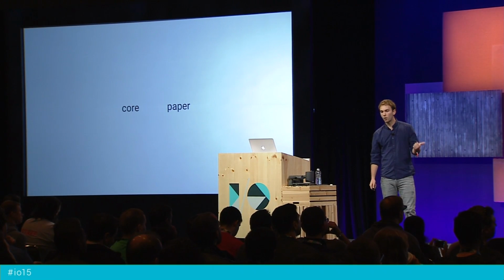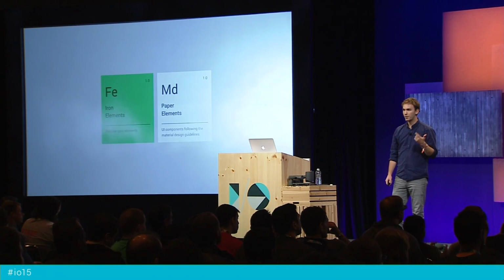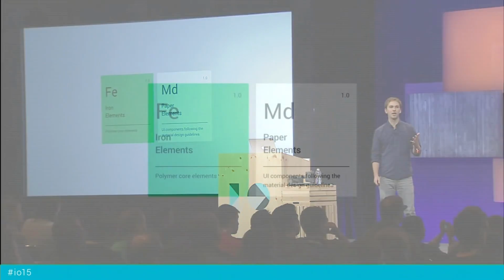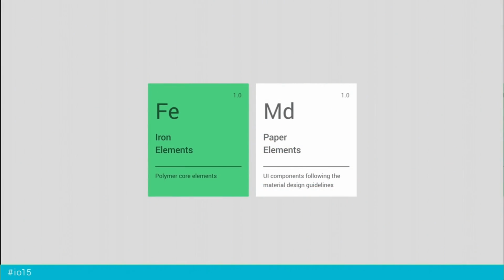So this is why we on the Polymer team, in addition to the library, have built sets of high-quality elements for you to use in your applications. So previously, we had two sets of elements. We had the core elements and the paper elements. We recently renamed the core elements to the iron elements. They're the strong building blocks that you use for just about any application. And we also have the paper elements, which are the reference implementation for material design.